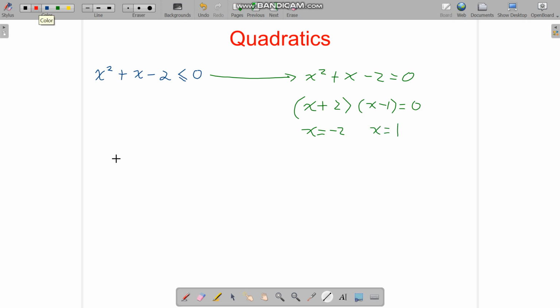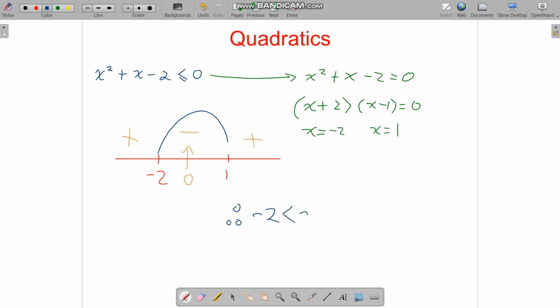Now we draw a number line. The critical points are minus 2 and 1. Plug in 0 in the middle. We get minus, and this is plus, plus. We're looking for smaller than. Smaller than means negative. So in conclusion, it's between minus 2 and 1. But be careful here, we have an equal sign, so we have to include the minus 2 and the 1.